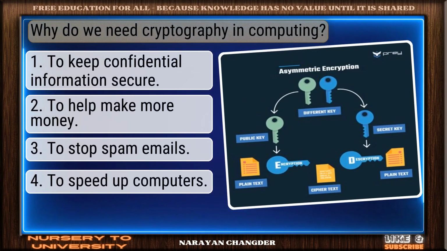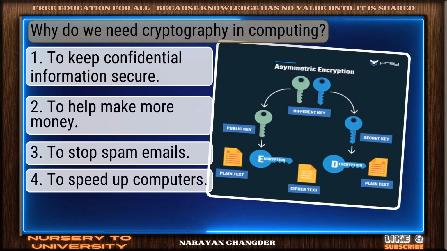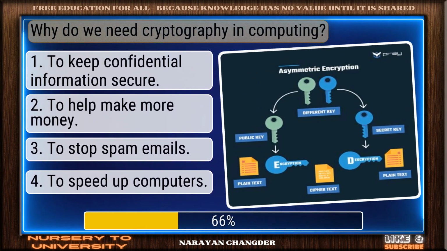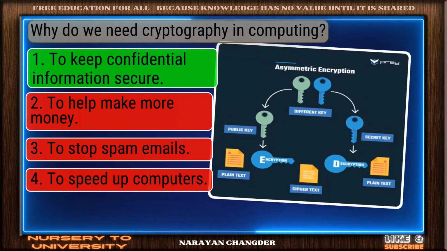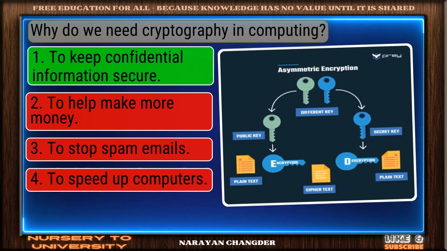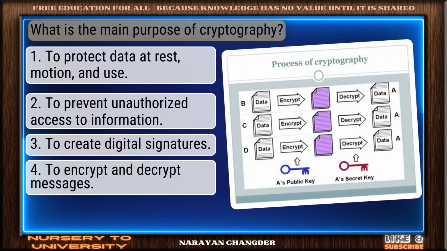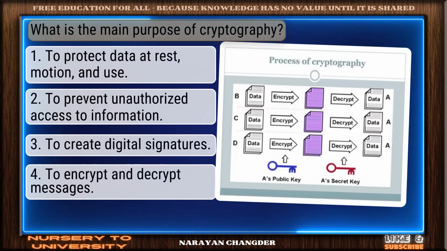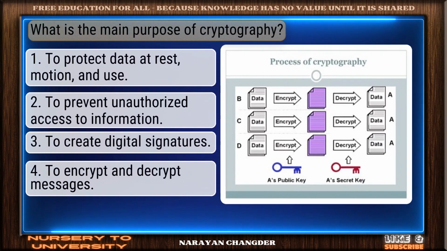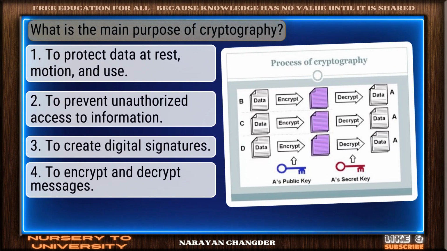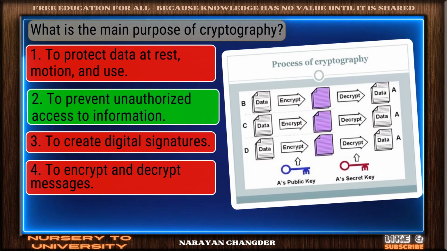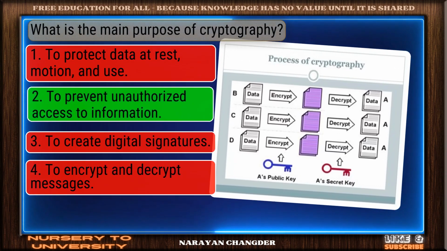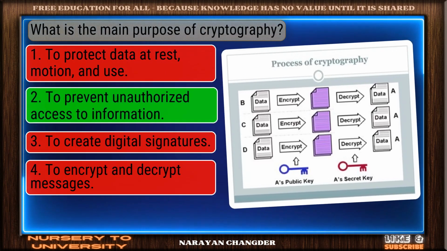Question number 62. Why do we need cryptography in computing? Excellent choice. To keep confidential information secure is the right answer. Question number 63. What is the main purpose of cryptography? Right choice. To prevent unauthorized access to information is the best answer.